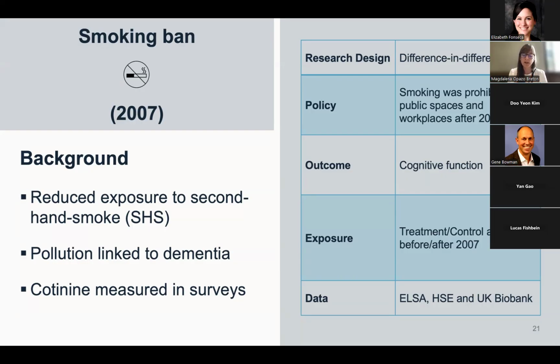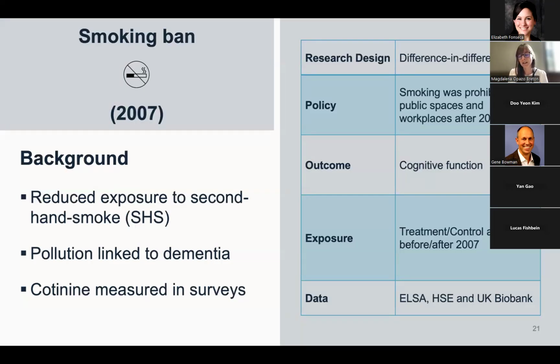The policy will be after 2007, when there was a prohibition to smoke in public places and in the workplace. So you can compare before and after 2007. The outcome is cognitive function. And again, I will define treatment and control group, which under certain assumptions, I will be able to compare before and after the policy to estimate average treatment effects.